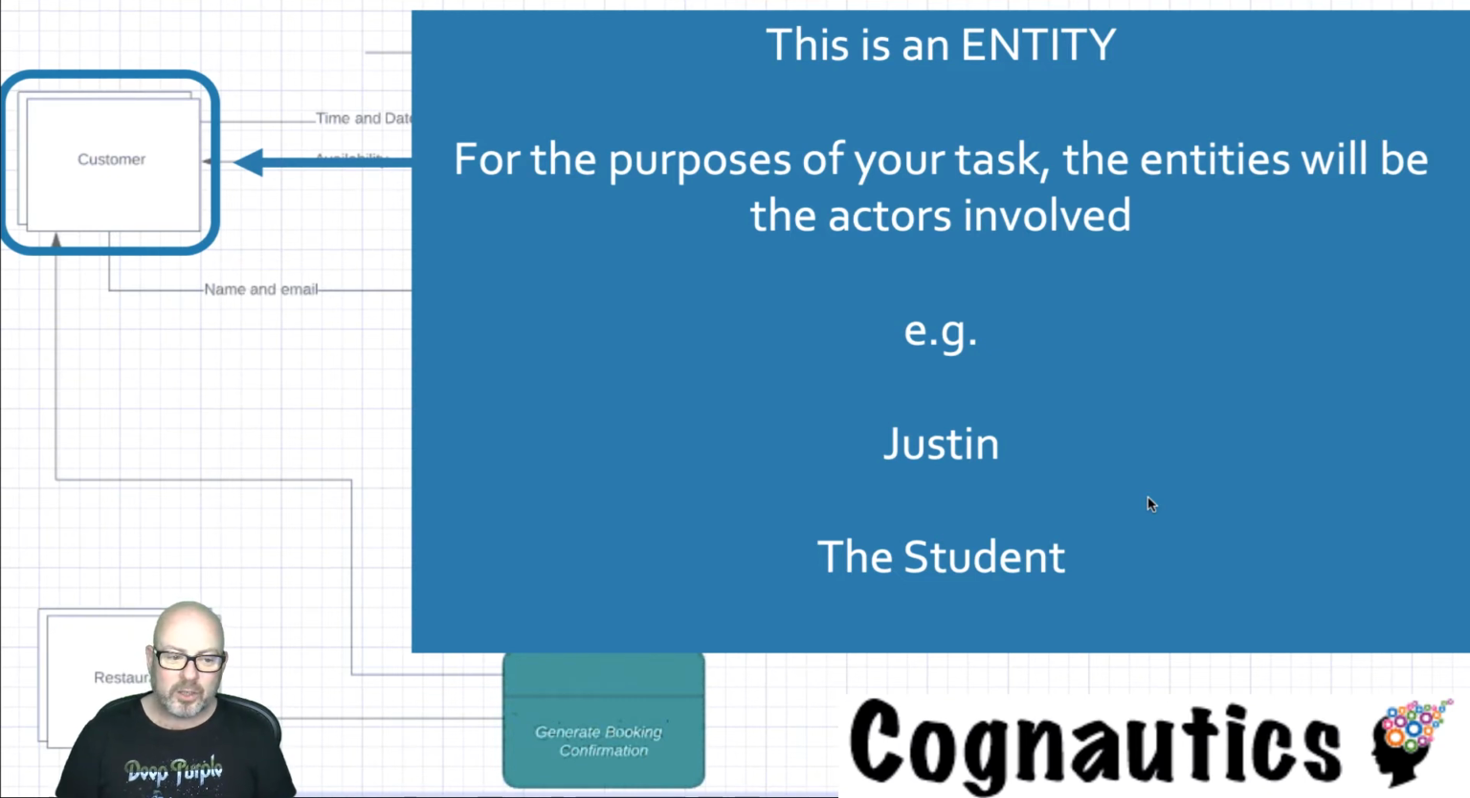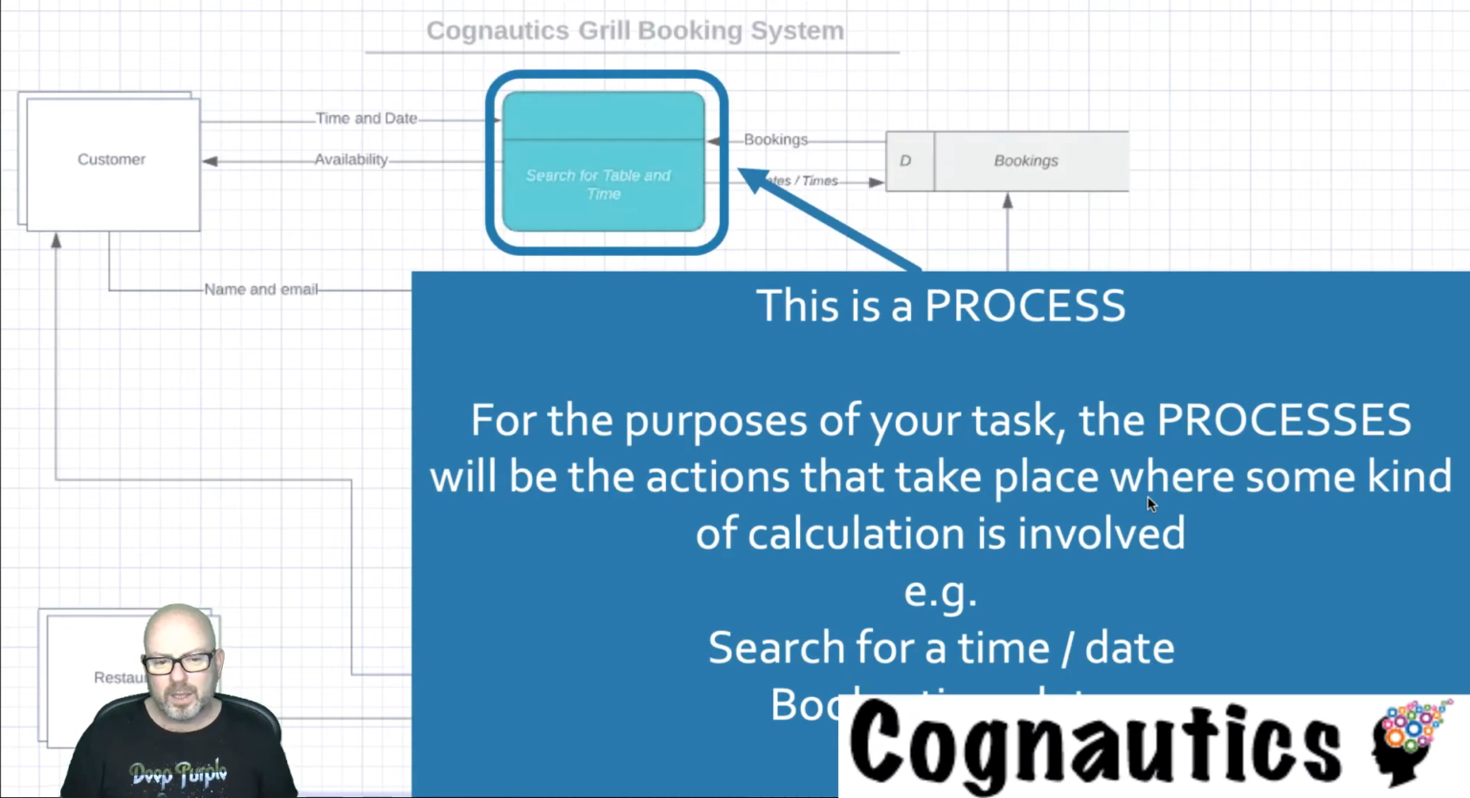Right, let's go on to what this diagram is actually about and the different parts of it. So first of all, you can see the customer. This is an entity, same as a use case diagram. And for the purpose of your tasks, you've got Justin, the client, and you've got the customer, you've got the students.